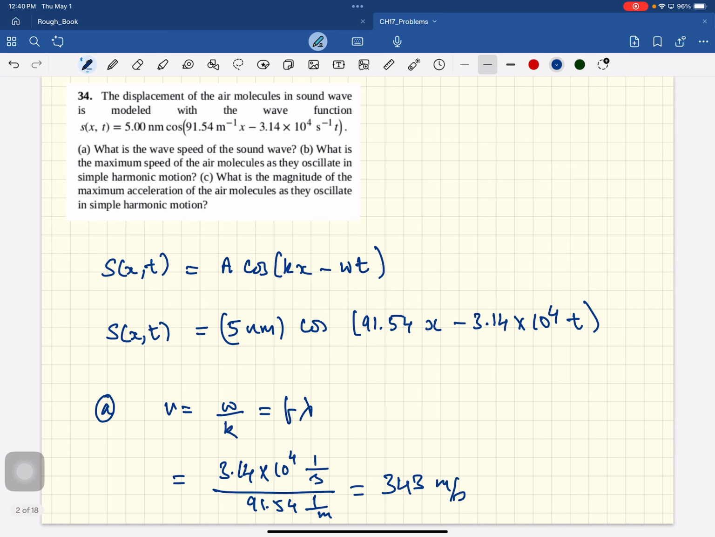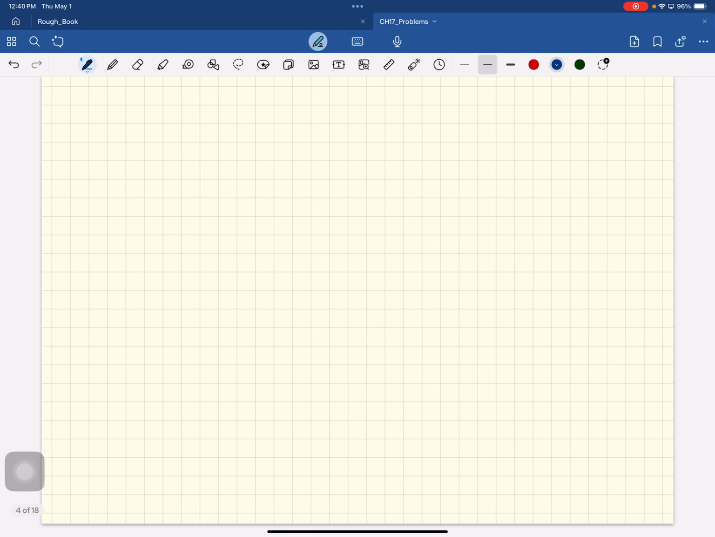And then what are we trying to find? What is the magnitude of the maximum acceleration? For a mass attached to a spring, when is the acceleration maximum? At its max amplitude. You can think of this particle as being attached to a spring, but the other air molecules are exerting a force. The maximum acceleration will be at that point.